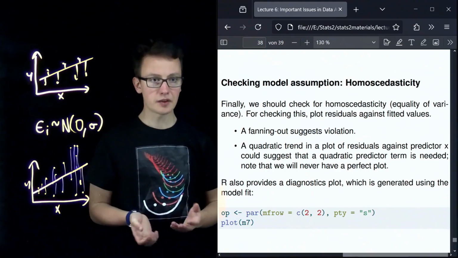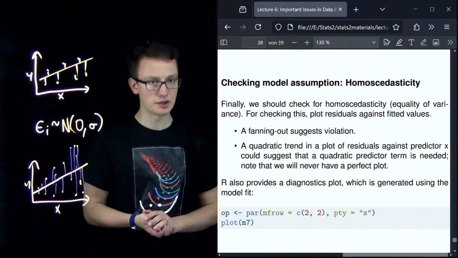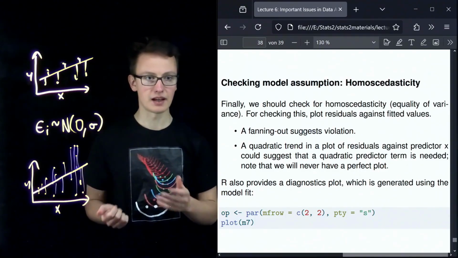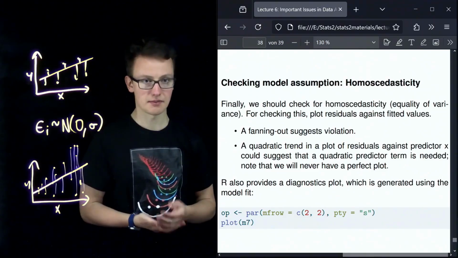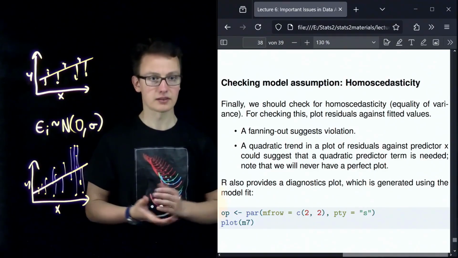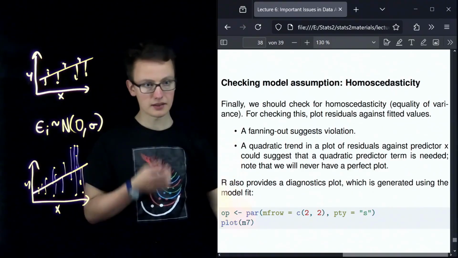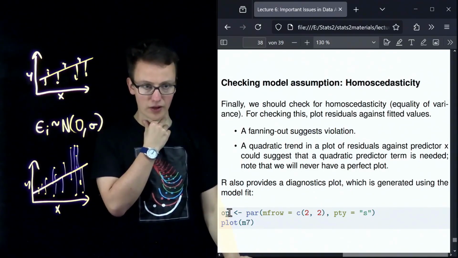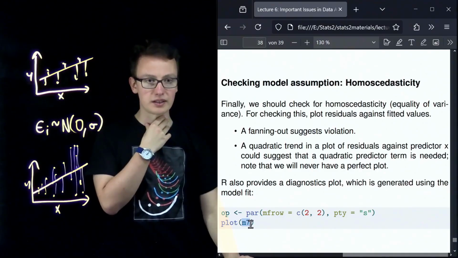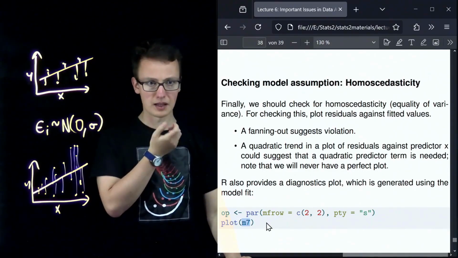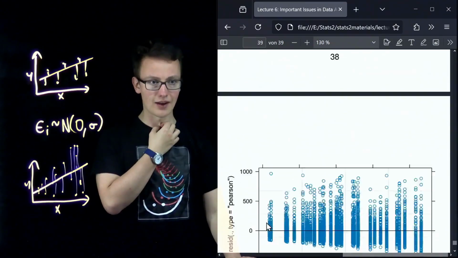And in order to check for homoscedasticity visually, we can plot residuals against fitted values. In fact, there is an inbuilt R diagnostics plot that does precisely this. We can get it by running these 2 lines of R code with respect to our fitted linear model M7, or linear mixed model. Either way would work. And the output looks like this.